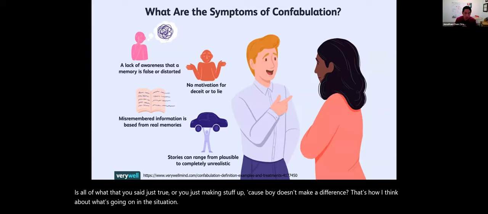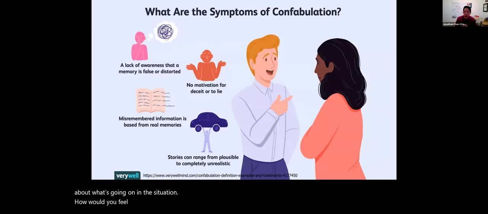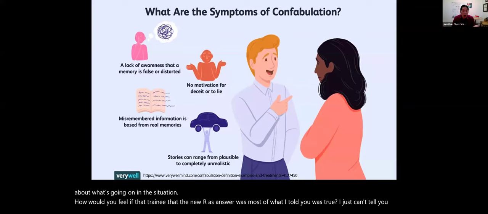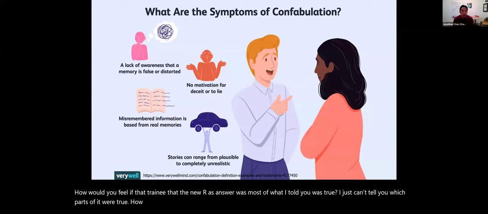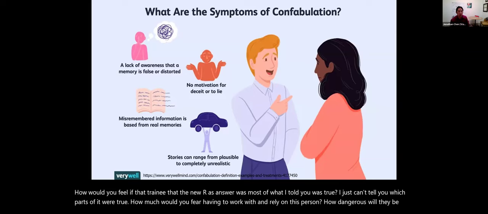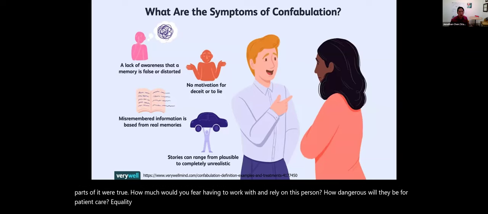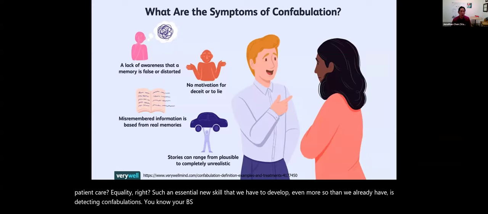How would you feel if that trainee, that new RA's answer was, most of what I told you was true? I just can't tell you which parts of it were true. How much would you fear having to work with and rely on this person? How dangerous would they be for patient care and quality? Right, such an essential new skill that we have to develop, even more so than we already have, is detecting confabulations, you know, your BS detector with another person and now with a computer.